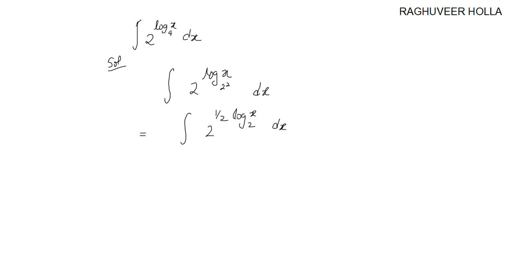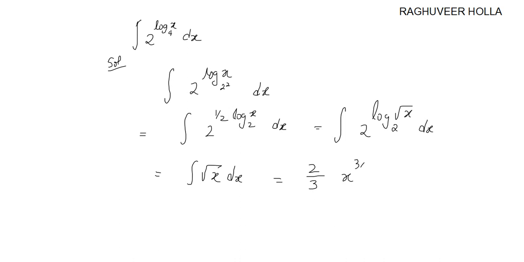So let us try to further simplify this. So I get this as the integral of 2 to the power of log root x to the base 2, dx. And now this further I can write as the integral of root x dx. So I'll get 2 by 3 x to the power of 3 by 2 plus c. So this is the solution. Let us move on to the next problem here.